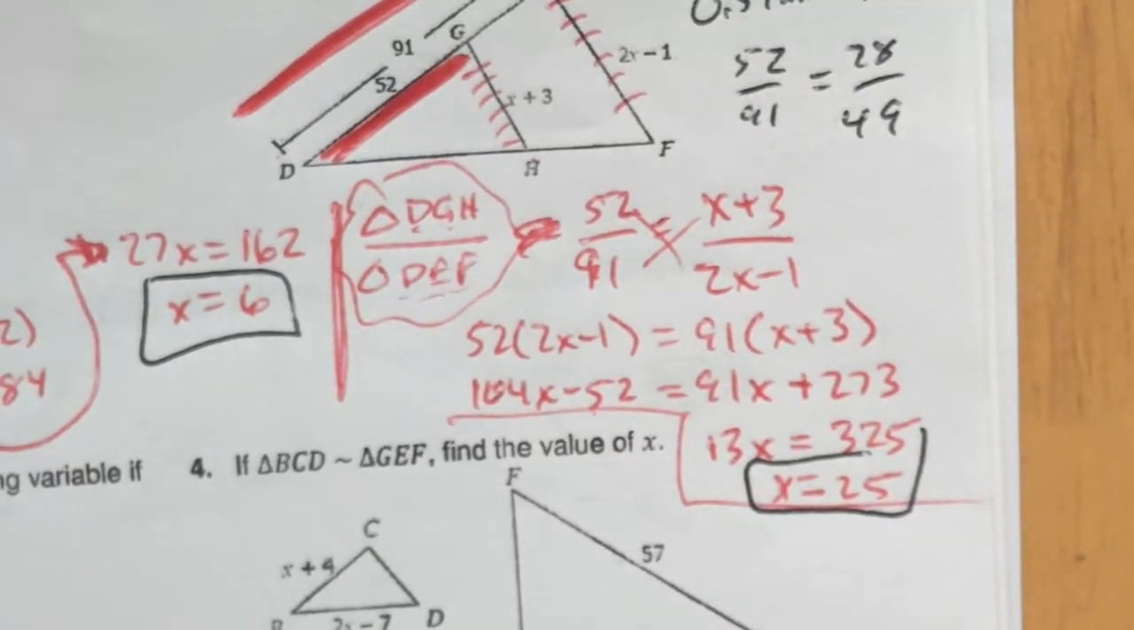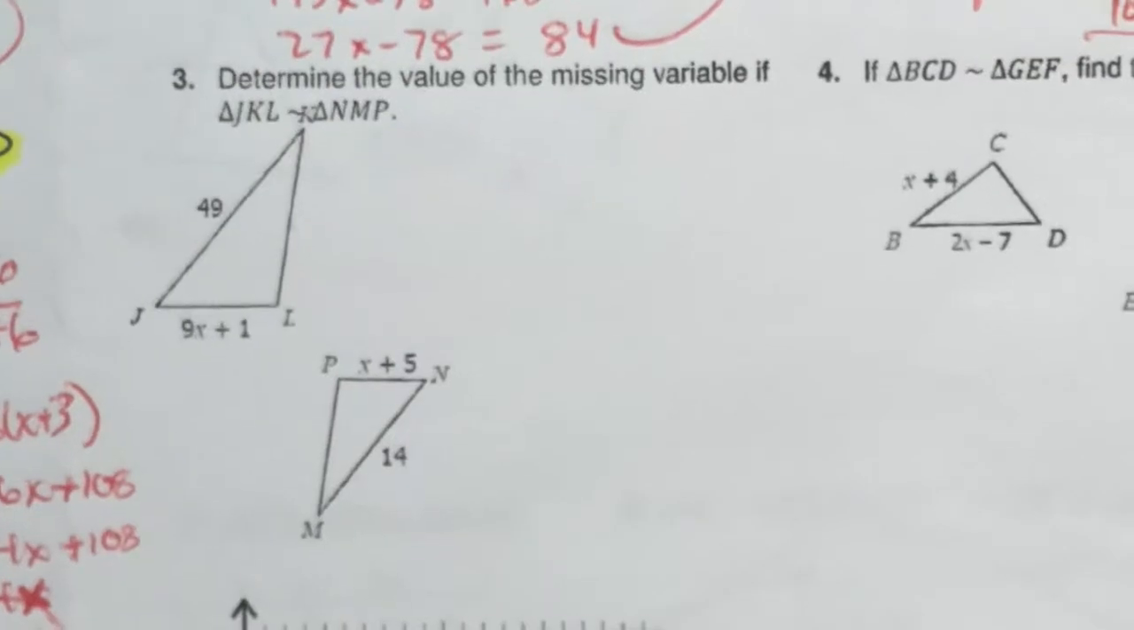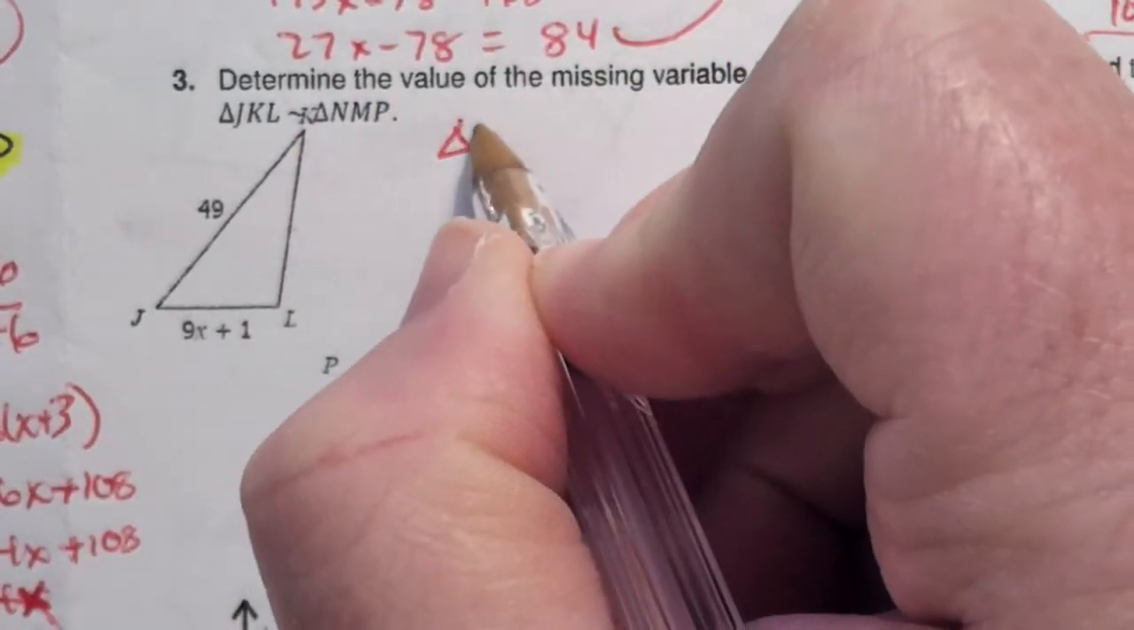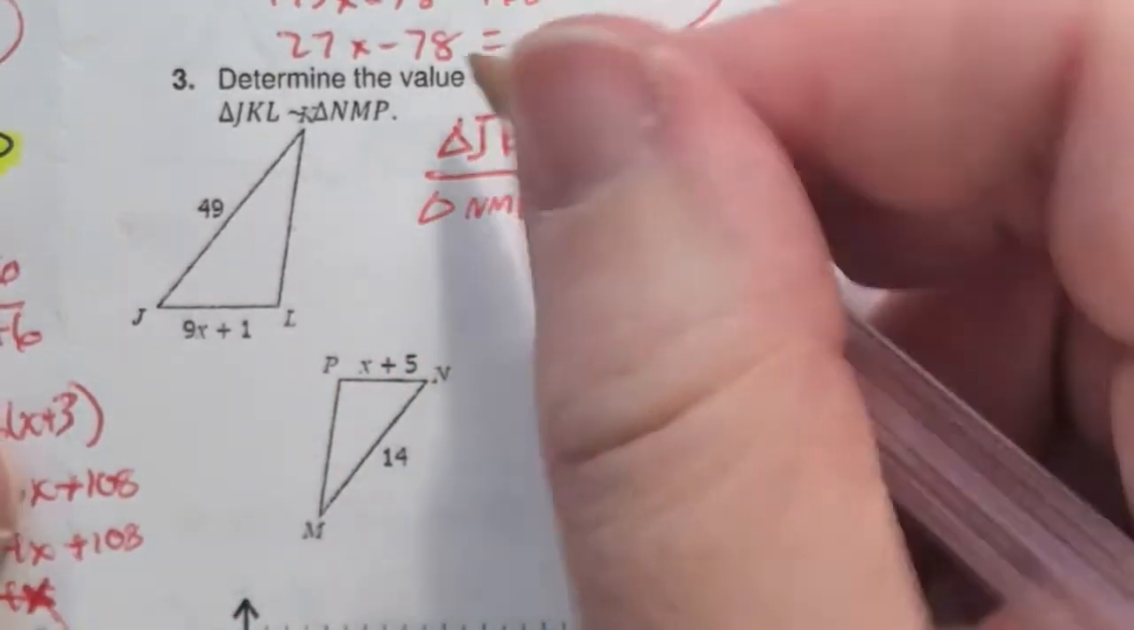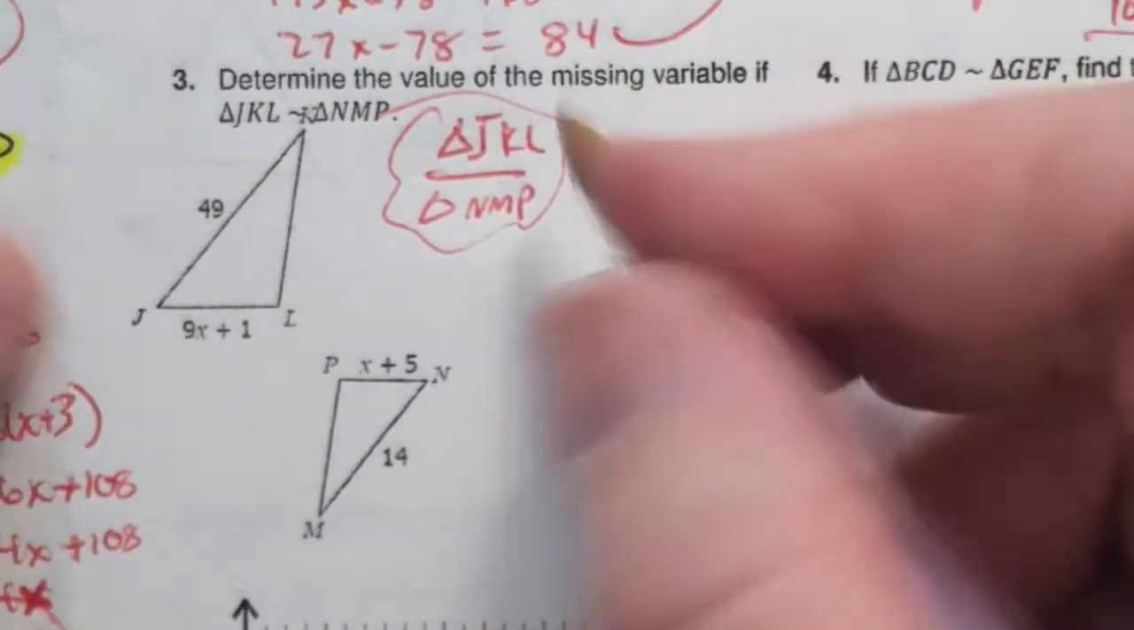Awesome. Okay, so we're just going over notes, giving you a review of what happened last class. So same idea we're doing here. So triangle, we're going to keep it as JKL over triangle NMP. Okay, so that's just our little bubble thought. We're just going to keep that in mind.